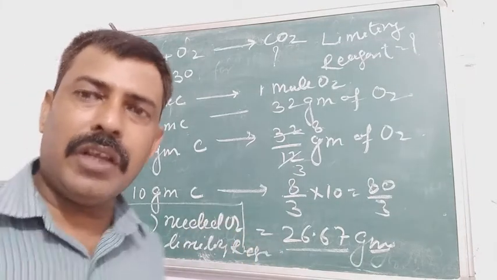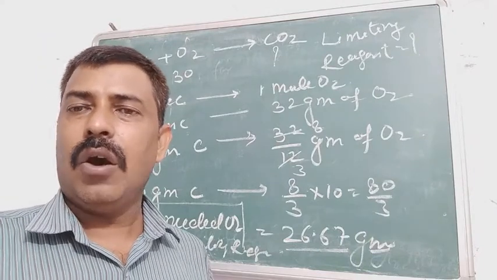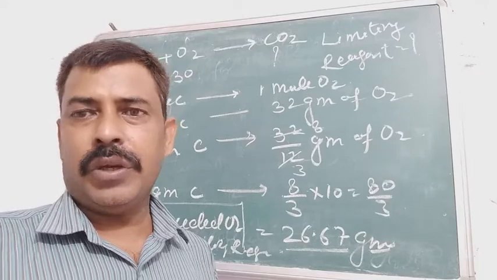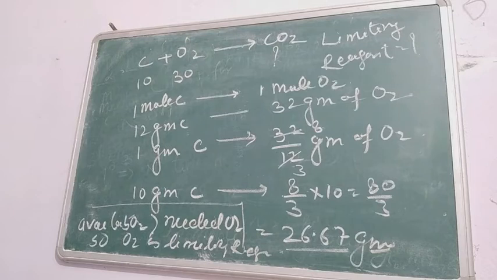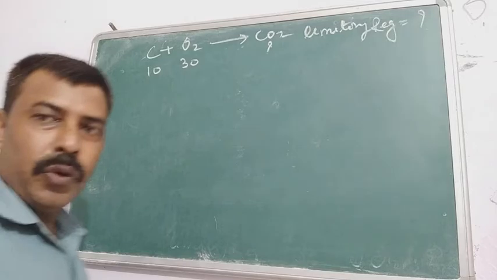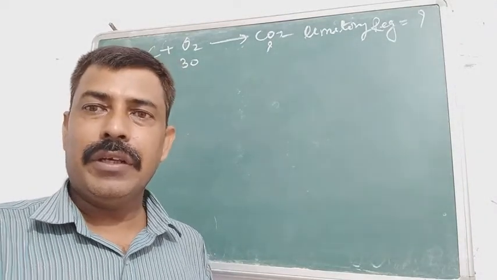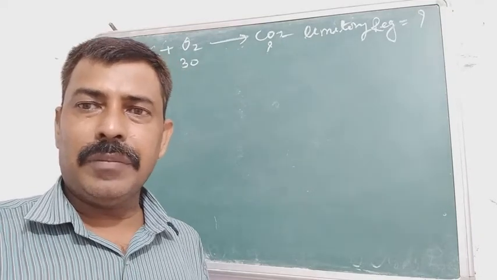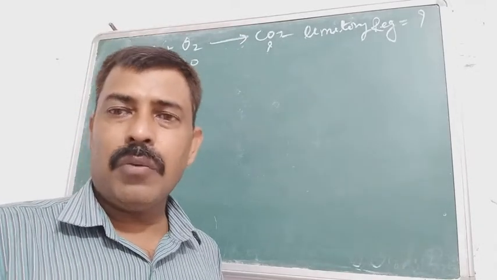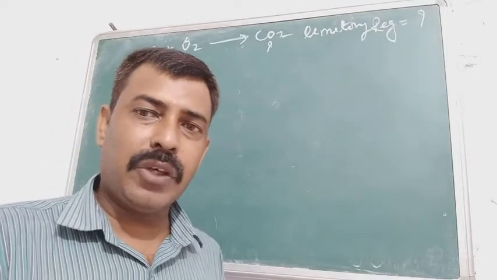And if carbon is the limiting reagent, then we will calculate the amount of carbon dioxide on the basis of the carbon. You can take a screenshot of this calculation. So, here we have found the limiting reagent, and the limiting reagent is carbon. And if the limiting reagent is carbon, then on the basis of the amount of carbon, we will find the amount of carbon dioxide on the basis of the stoichiometric calculation.